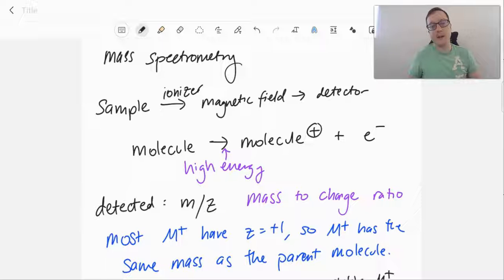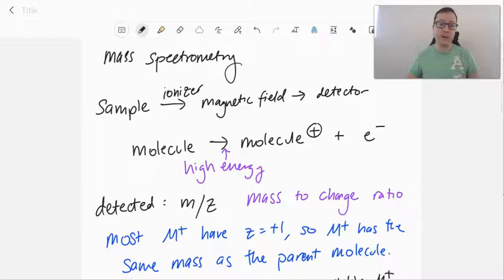And now we're going to take a look at mass spectrometry. This is in chapter 14 of Klein, and so you can refer back to it for that. With mass spectrometry, we're looking at the mass of various substances.